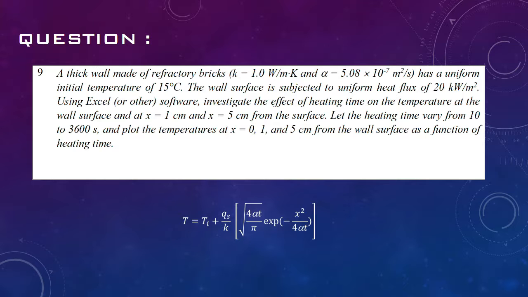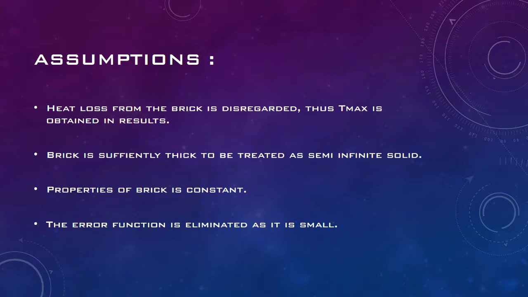Okay, that's the equation. Next, the assumption that we made is that the heat losses from the brick are disregarded, thus the T max is obtained from the result. So the temperature that we calculate is the maximum temperature, since we disregarded the heat loss. Next, the brick is sufficiently thick to be treated as a semi-infinite solid. The properties of the brick are constant, such as the thermal diffusivity and thermal conductivity. And the error function in the equation is eliminated as it is very small compared to the temperature that we obtained.